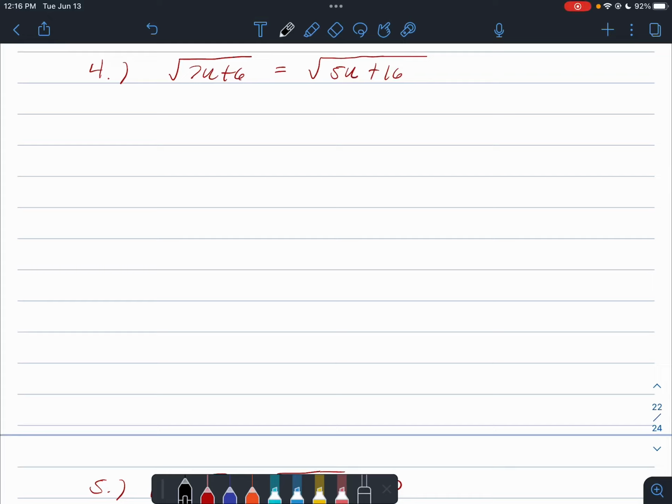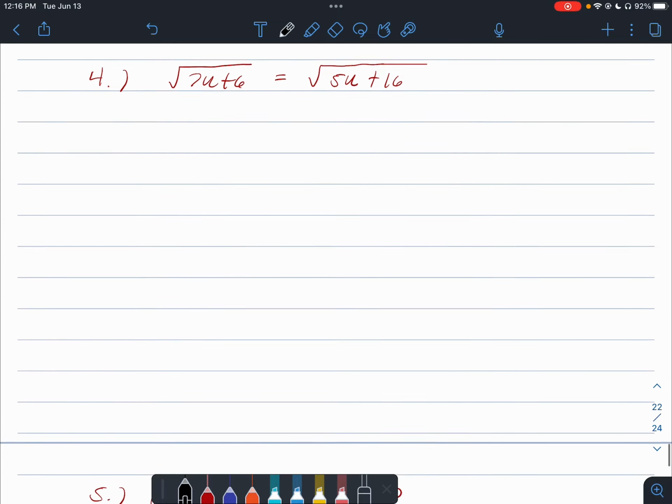Let's do a few more examples of some radical equations. This time we're going to be looking at some examples that have two radicals in the equation. All right, so let's take a look at this first one here. Here we have the square root of 7u plus 6 is equal to the square root of 5u plus 16.